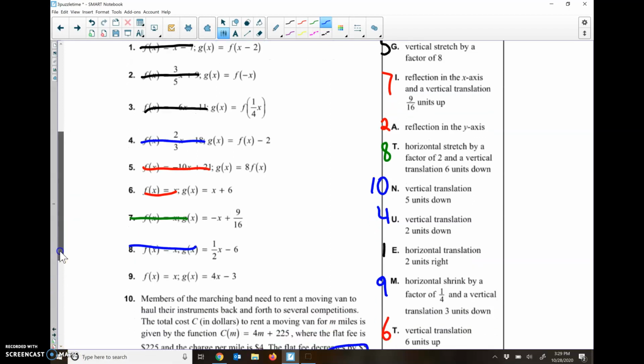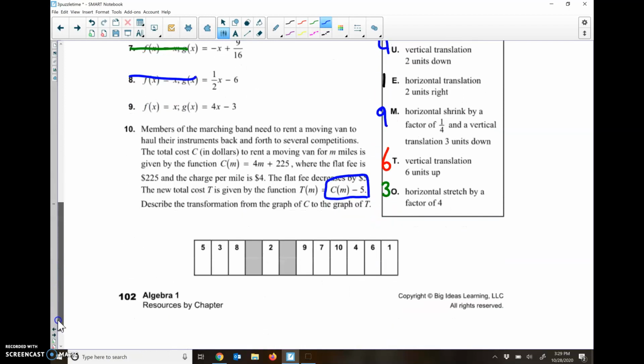Oh, and the answer for this joke is, so what did one watch say to the other watch? Got a minute?